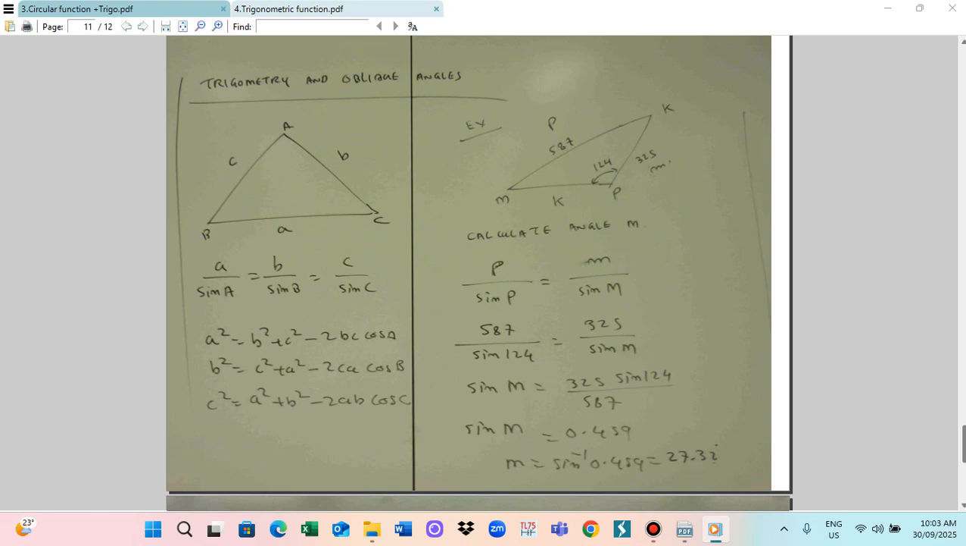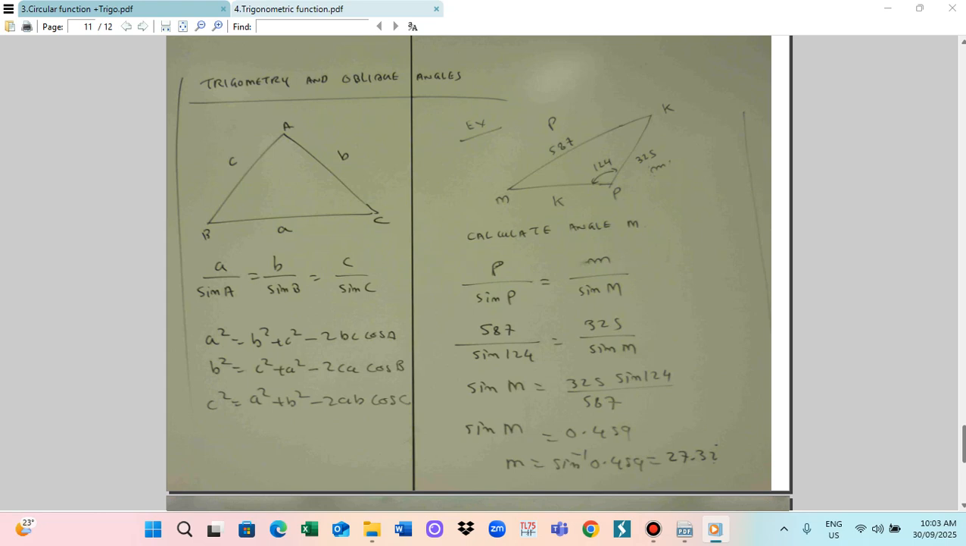So now we use the sine rule. We can use p by sine P is equal to n by sine N. So substituting, p is 587 divided by sine P, sine 124, and n is 325 and sine N. So that's what we can calculate.